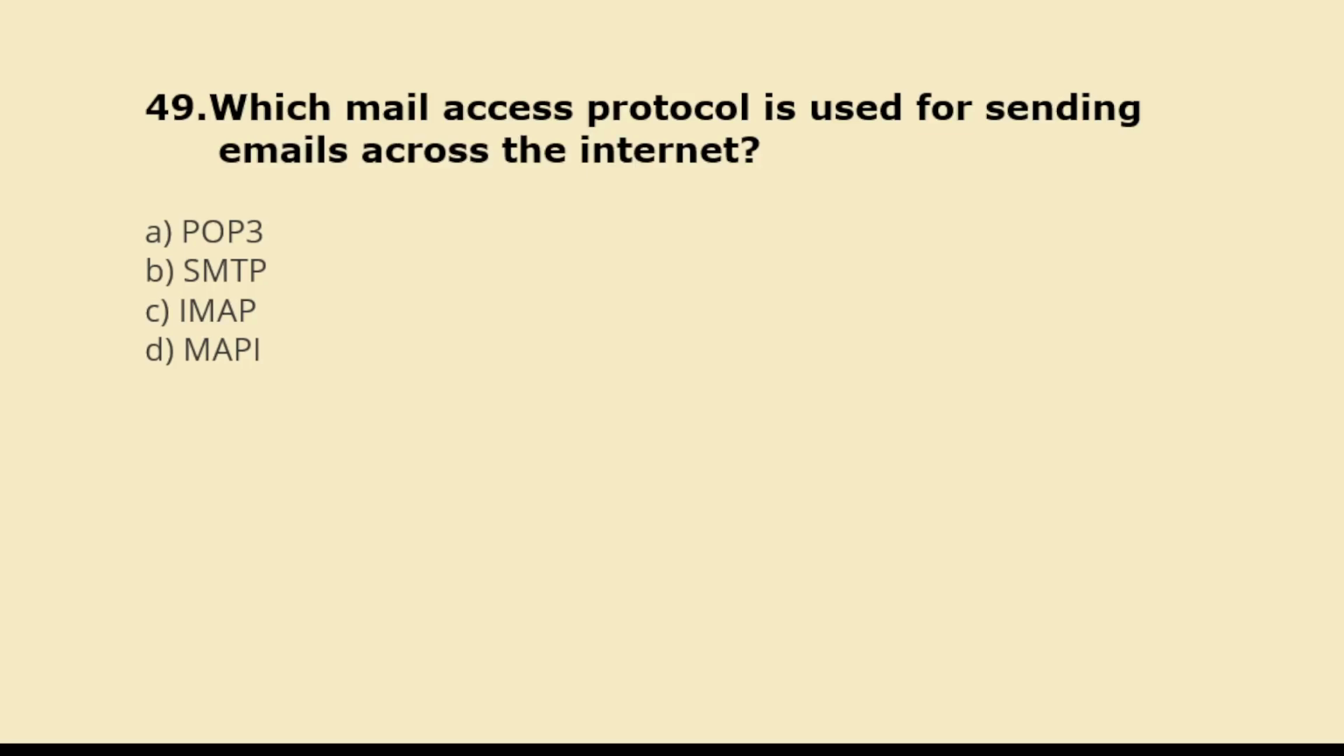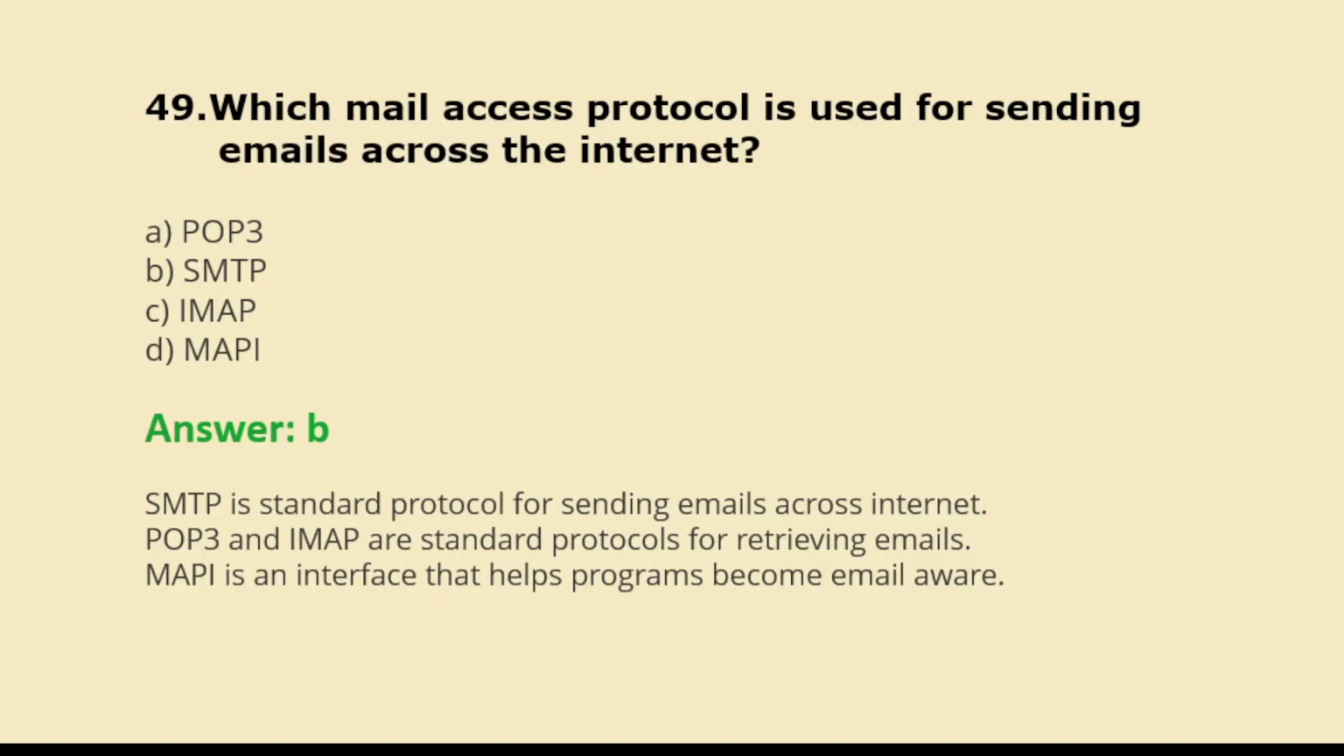Question 49. Which mail access protocol is used for sending emails across the internet? A. POP3, B. SMTP, C. IMAP, D. MAPI. So the correct answer is B. SMTP. So this is a standard protocol for sending emails across internet. POP3 and IMAP are standard protocols for retrieving emails. And MAPI is an interface that helps programs become email aware.